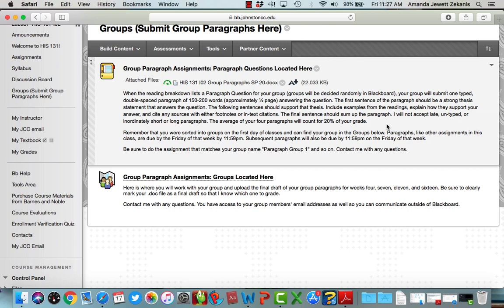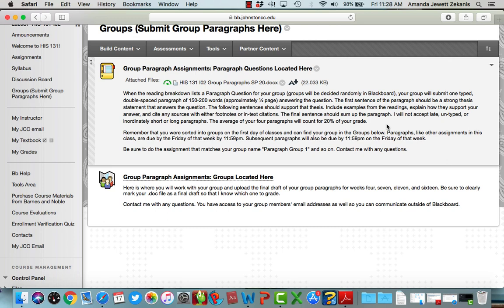This just tells you what is expected. It'll be between 150 and 200 words, so about half a page that answers the question. The first sentence of the paragraph should be a strong thesis statement that answers the question your group was given. The following sentences should support that thesis. You can include examples from readings, explain how they support your answer, and cite any sources, again using parenthetical citation format. You can do footnotes if you want, but that's not required. Parenthetical citations are our default, and you will be using core sources only. The question for your group will ask specifically about a source or tell you what sources to use. The final sentence of your paragraph should sum up the paragraph.